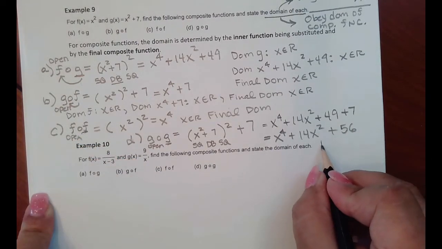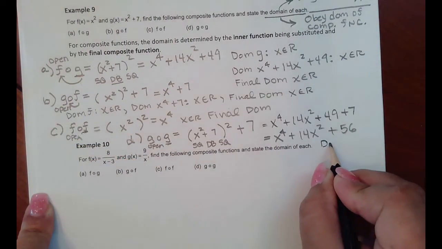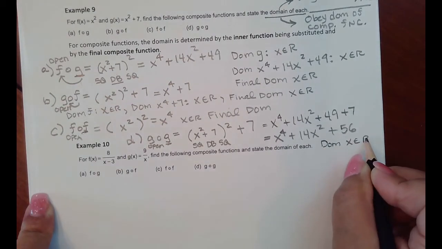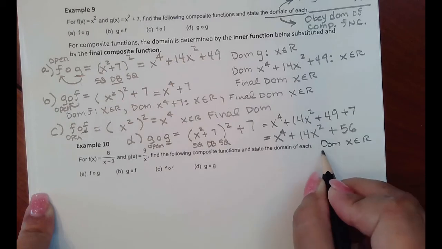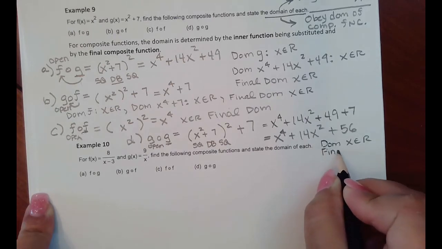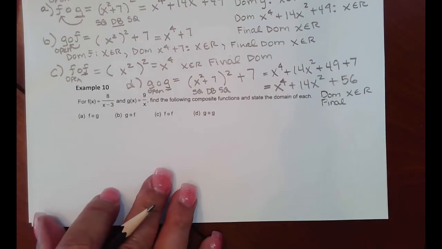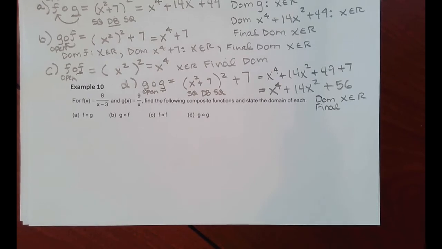the final domain here is all real numbers. Okay, that's the final domain for that composed function. And I am taking into consideration, but I've gone through the reasoning a few times, so I don't really think you need to hear it again.